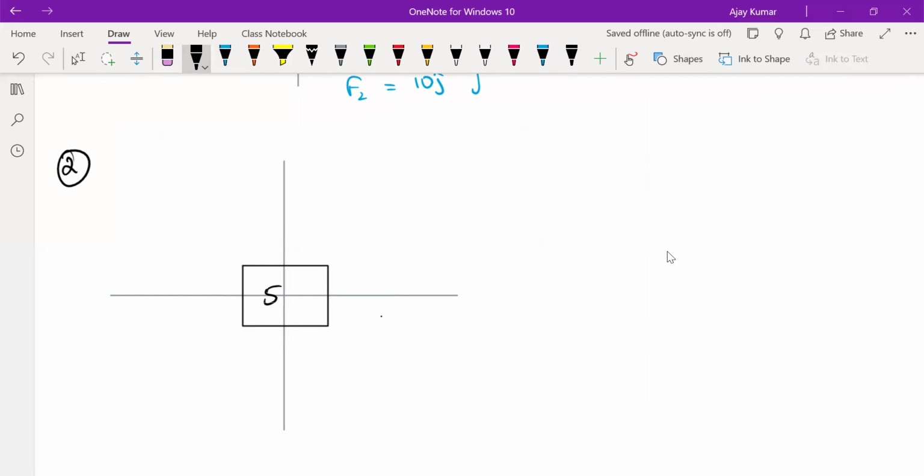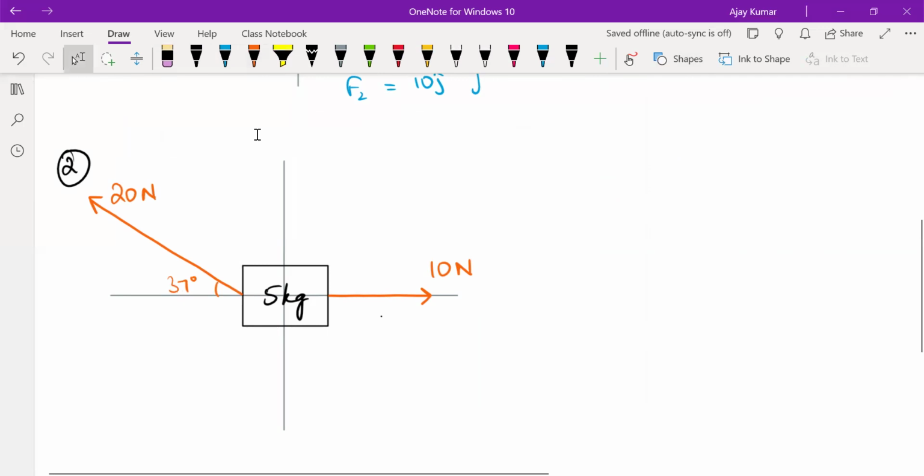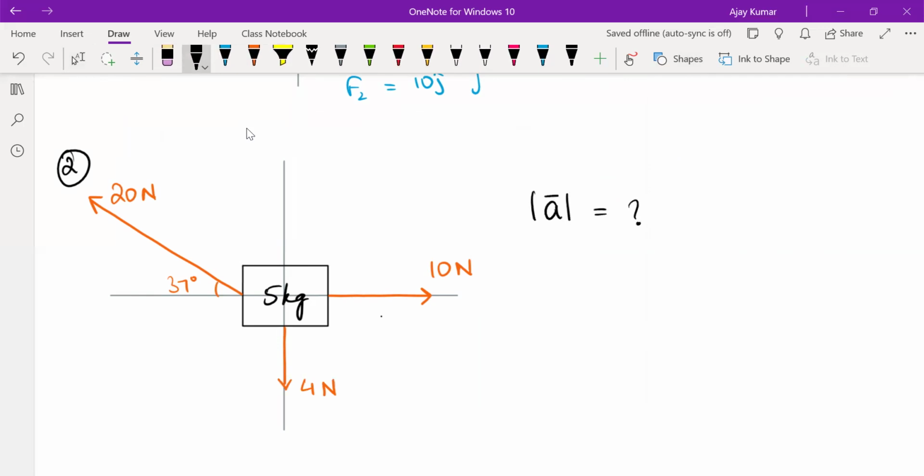Next question. Imagine there is a block. Block mass, let it be some 5 kg. Forces acting on it, one this way. One force. Okay. Derive the magnitude of acceleration of the block. Solve this quickly.